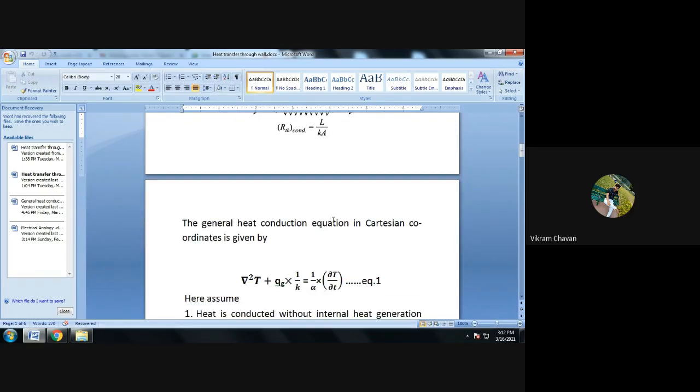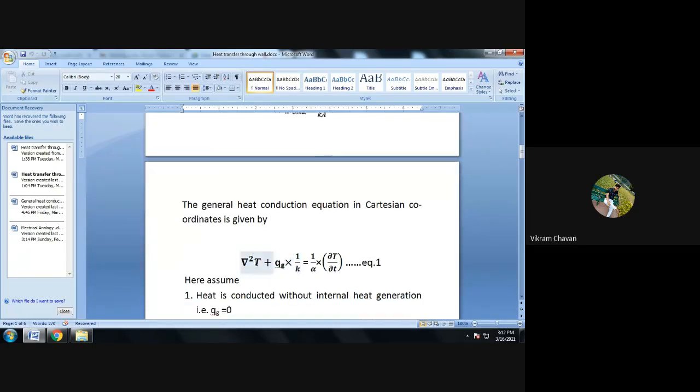And the general heat conduction equation that we discussed in the previous lecture is the one we need to consider here. What is that equation? The equation is del square T plus Q_G divided by K, or Q_G multiplied by 1 upon K, equal to 1 upon alpha multiplied by partial T divided by partial t. This is the first equation we need to consider. Here T is the temperature, which changes with respect to the coordinate axes x, y, z, and del square is the second partial differentiation with respect to x, with respect to y, and with respect to z.